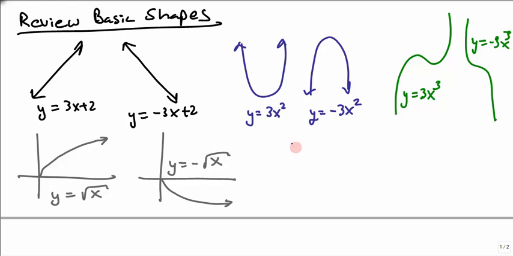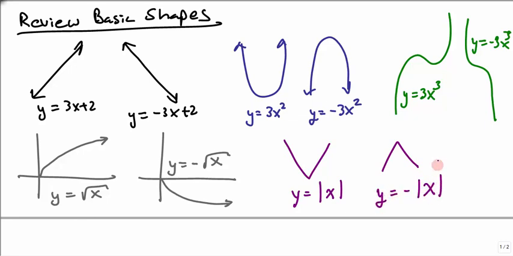We could also have some absolute value graphs. This would be something like y equals the absolute value of x. We could also have something like y equals negative absolute value of x. Now notice it's upside down, negative out front, upside down. So that's a common theme about the graphs that we're going to be looking at. Now there's other graphs as well, but for the most part we'll be focusing on some that are similar to these.